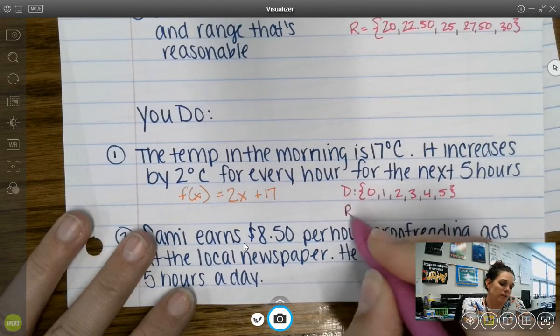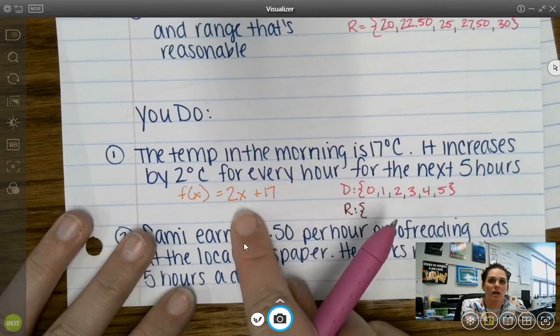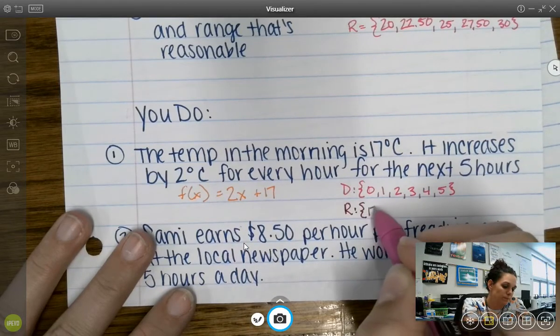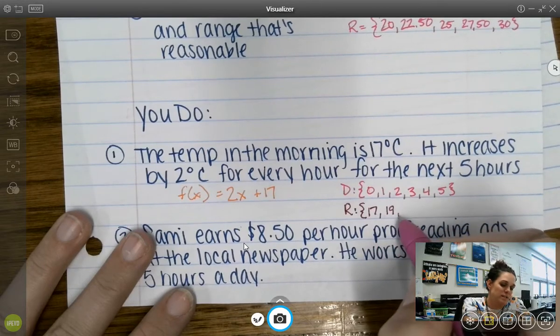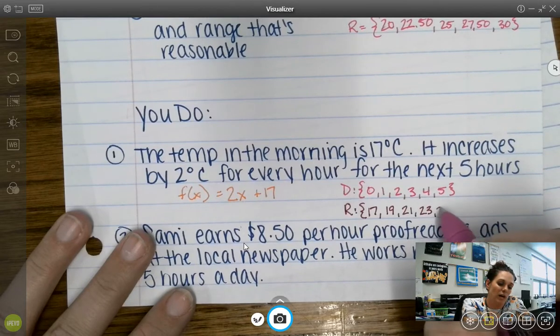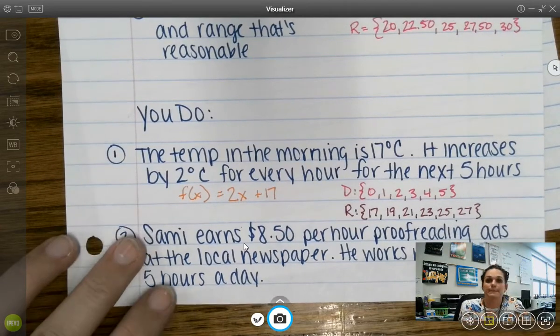Our range then is us plugging in those numbers. So if no time passes, it is 17 degrees outside. After 1 hour, it's 19. 2 hours, it's 21. 3 hours, 23. 4 hours, 25. And at 5 hours, we are at 27 degrees.